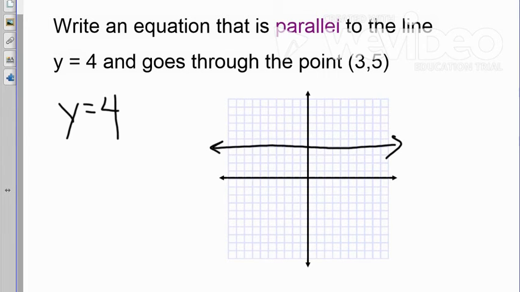So I know that lines that are parallel have to have the same slope. So I need to draw basically another horizontal line. So the point (3, 5) is 1, 2, 3, 1, 2, 3, 4, 5 right here. So we know that the line goes through that point. Since it's horizontal, the slope needs to also be 0. Okay, so my horizontal line is actually going to be y equals 5 because it has to go through it.